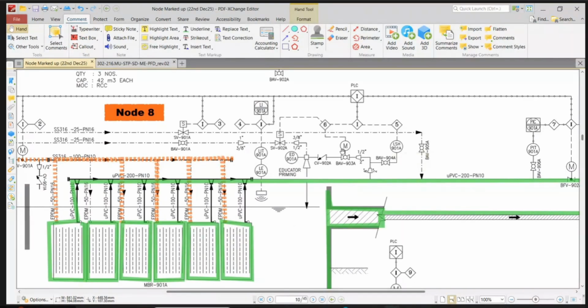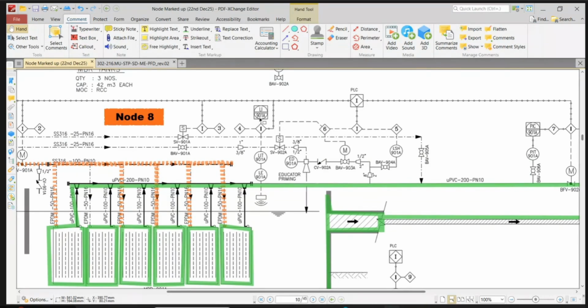Okay, so see, I want to make this simple to understand. If this is blocked, so high level will come here. You have local indication. No, LI?